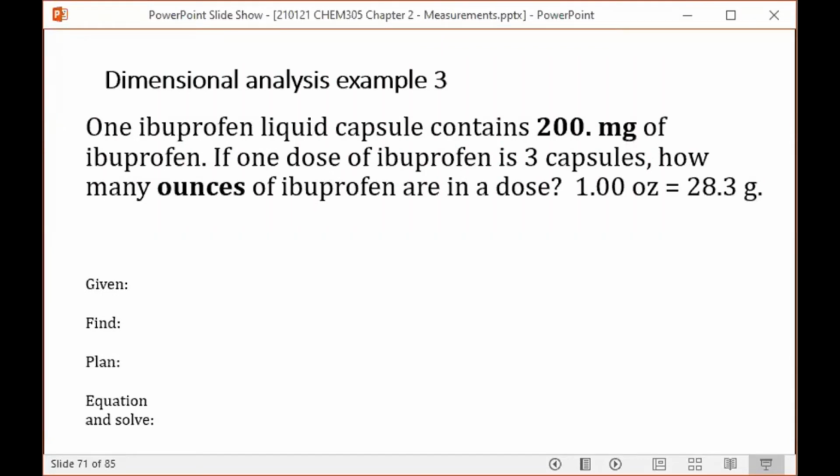Okay, let's do another one with a numerator denominator type of question. One ibuprofen liquid capsule contains 200. milligrams. You notice I put a decimal point there with the 200 milligrams of ibuprofen. If one dose of ibuprofen is 3 capsules, how many ounces of ibuprofen are in a dose? And I gave you the unit conversion to go between ounces and grams. So let's use our problem-solving strategy.